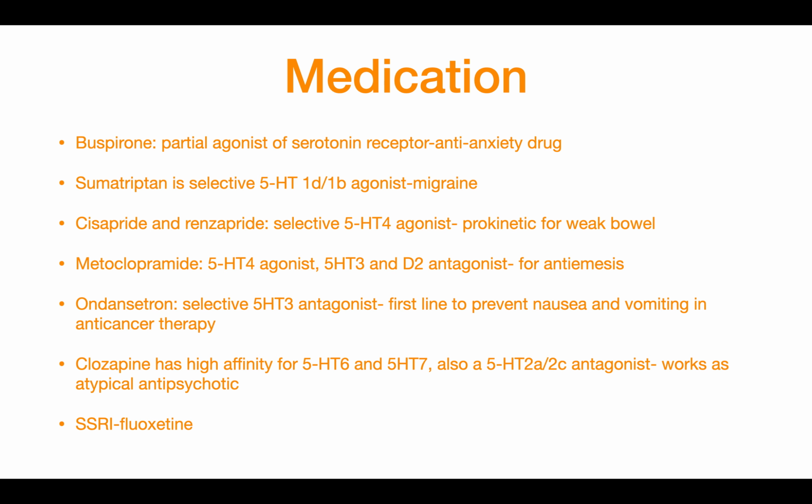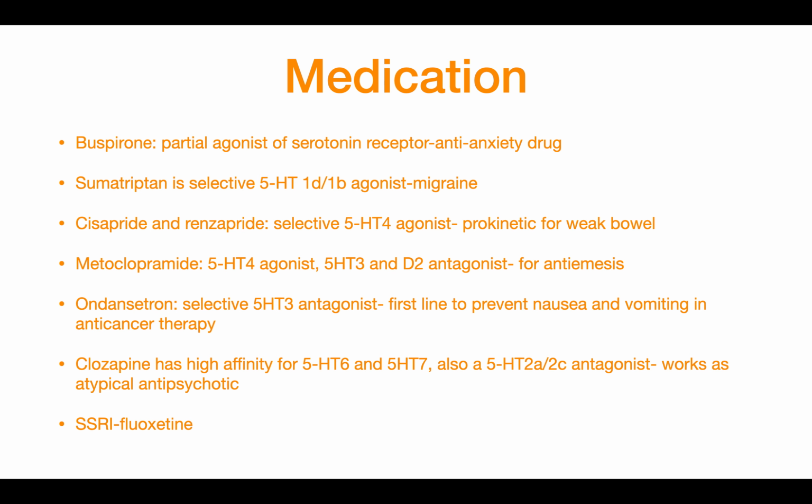Cisapride and renzapride are selective 5-HT4 agonists, and that's a prokinetic for weak bowel, so IBS, Crohn's disease. Metoclopramide is a 5-HT4 agonist and a 5-HT3 and D2 antagonist used for anti-nausea.